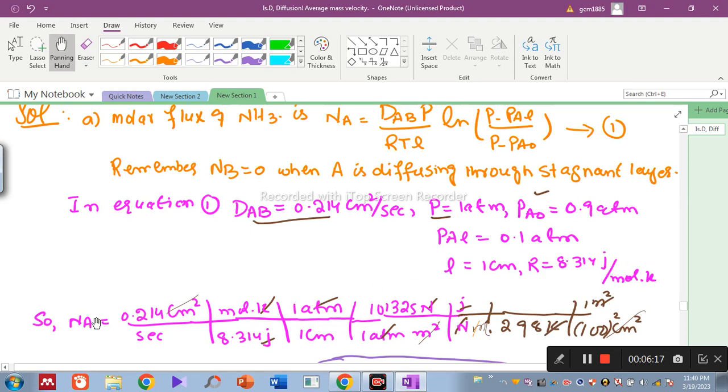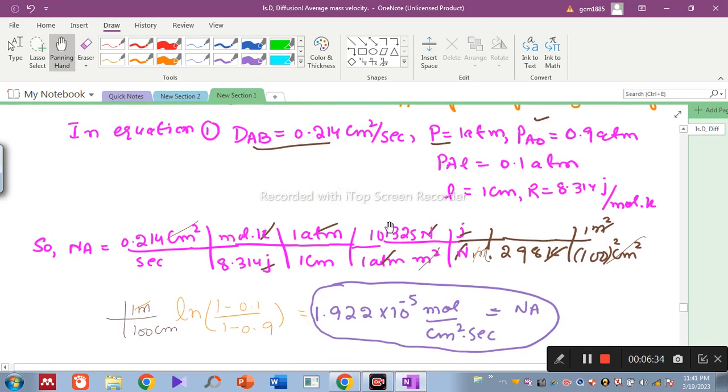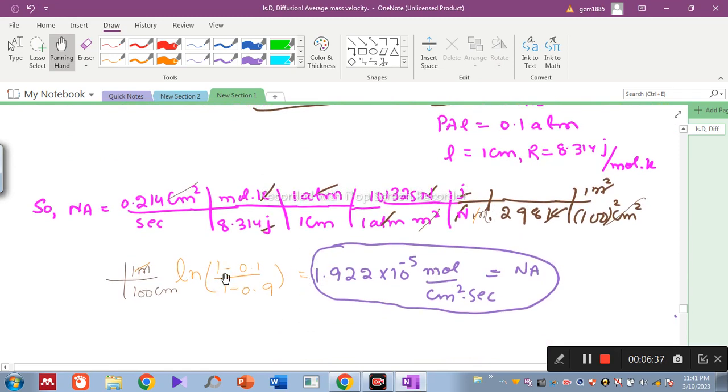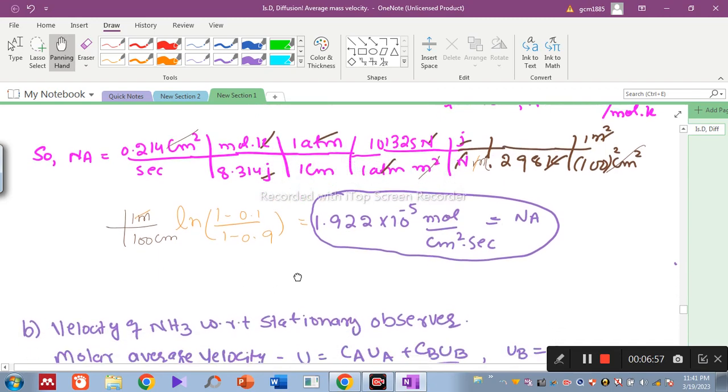So Na is equal to, putting the values in equation number 1. After some conversion, with the universal gas constant, the temperature, and the conversion factors, and after putting the values, with P minus PAL and P minus PA naught, the molar flux of ammonia through non-diffusing air at 25 degrees and 1 atmospheric pressure is 1.922 multiplied by 10 raised to power minus 5 mole per centimeter square second. So this is part 1.